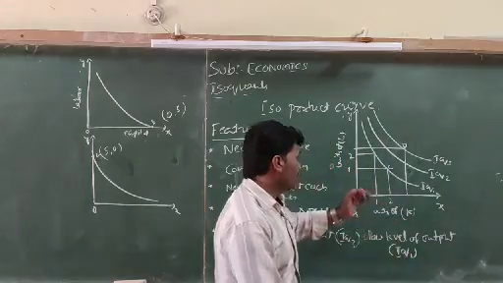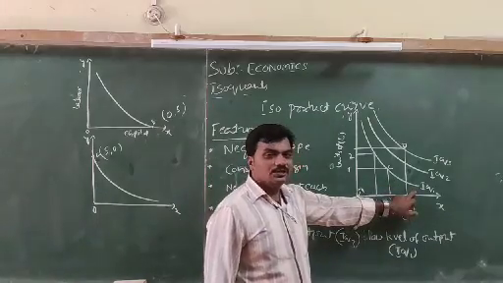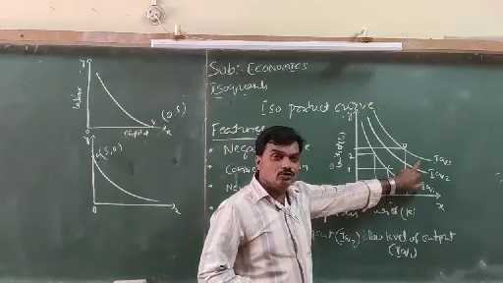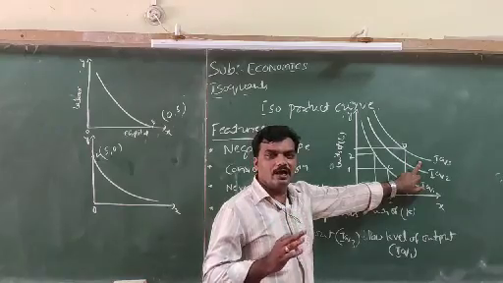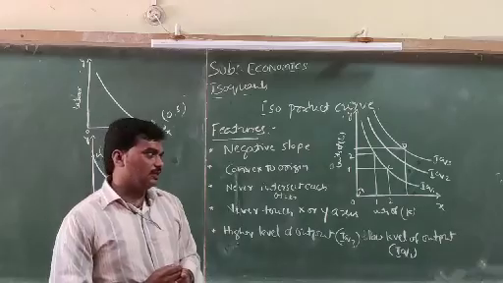Lower isoquants. Observe the diagram. IQ1 is the lower isoquant, which represents a lower level of satisfaction and a lower level of output, and IQ3 is the higher isoquant, which represents a higher level of output, or which gave a higher level of output to the producer.